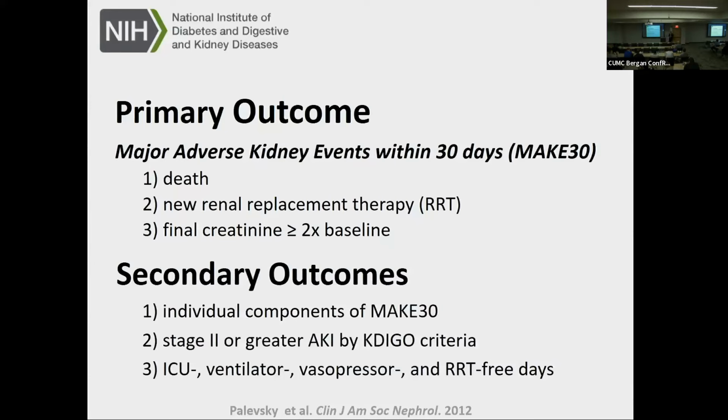Secondary outcomes are the individual components, AKI by KDIGO criteria, and then all of the usual organ failure criteria, ICU, ventilator-free days, et cetera.